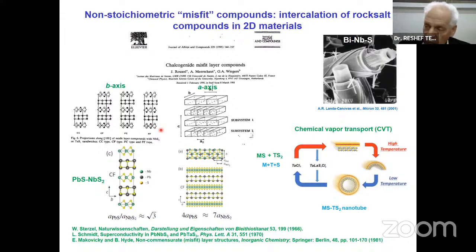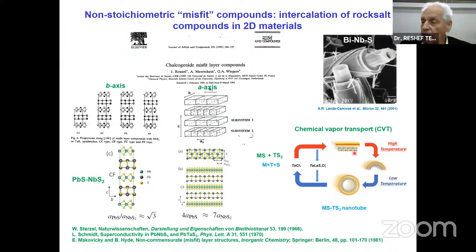These are misfit compounds, and they are called misfit compounds because the A-axis disagrees between the two lattices. The B-axis agrees, the A-axis does not. But they are layered compounds for all purposes. Namely, you can cleave them by Scotch tape. So I won't go to the details. There are many, many details, but we can make nanotubes from them.